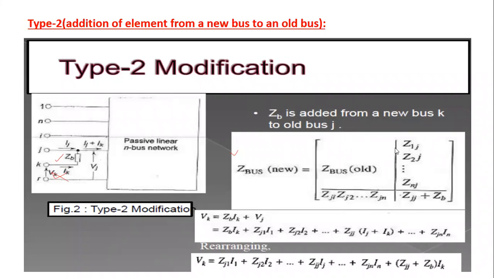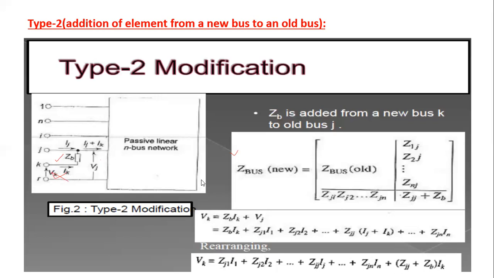This is the Z bus old and Z1J, Z2J and so on ZNJ, and ZJ1, ZJ2 and so on ZJN, plus ZJJ plus ZB. ZB is the branch that will be added in between the old bus to new bus.